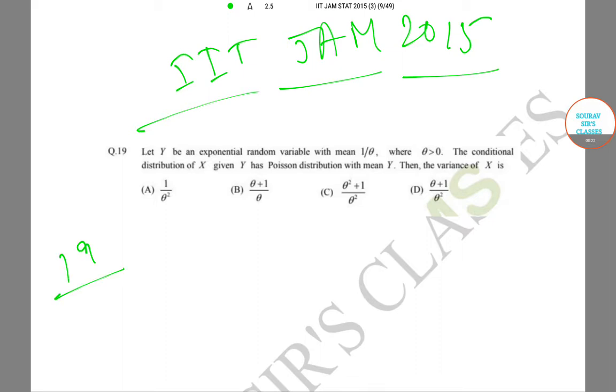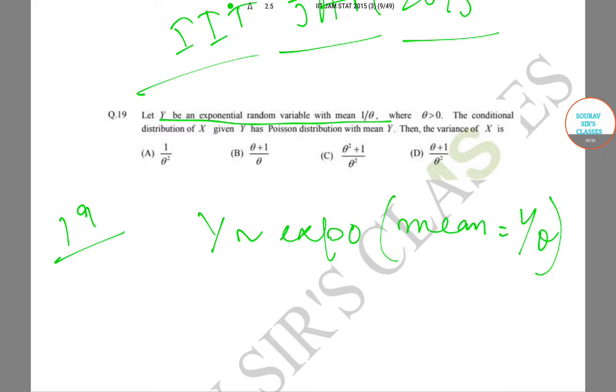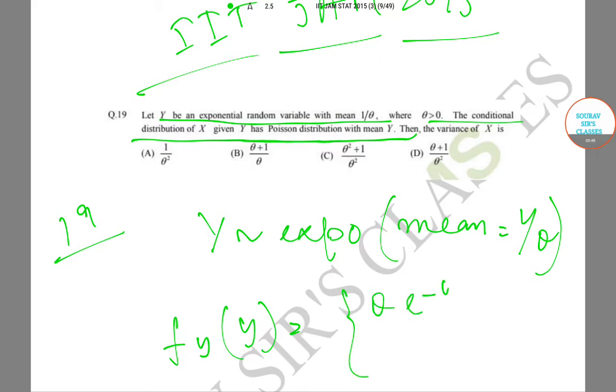In question number 19 we are given that Y is an exponential random variable with mean 1 by theta. So Y is an exponential random variable with mean equal to 1 by theta. Also, the conditional distribution of X given Y has Poisson distribution with mean Y. First we can say f(y) is equal to theta e to the power minus theta y for y greater than 0 and theta greater than or equal to 0, and 0 otherwise.